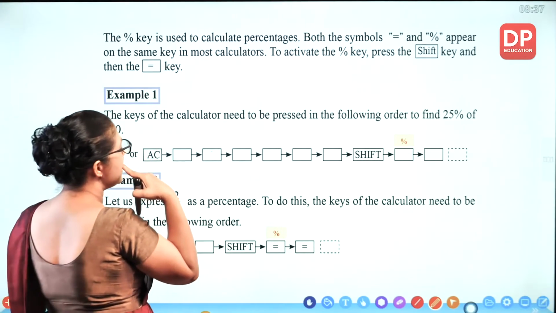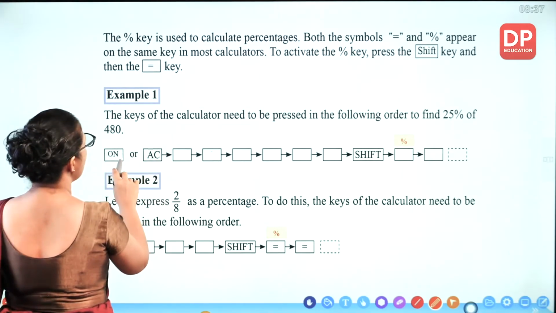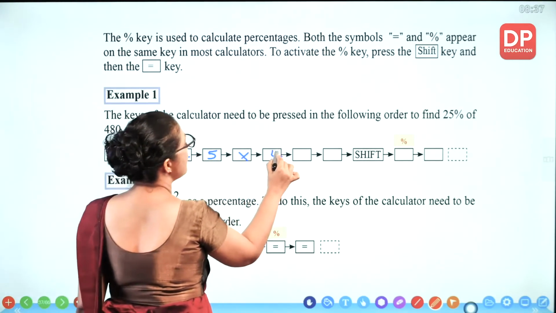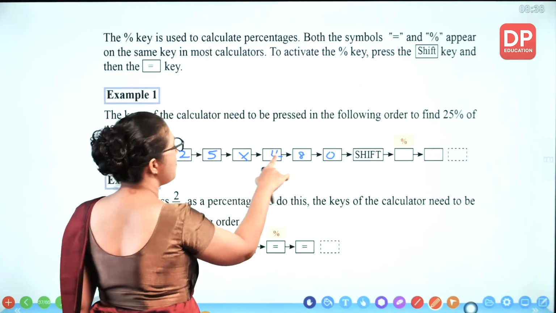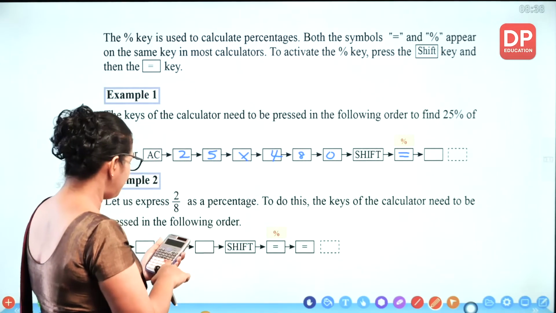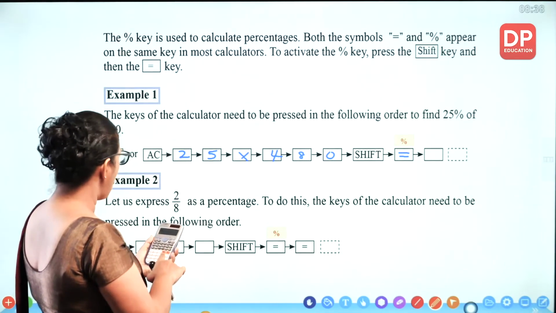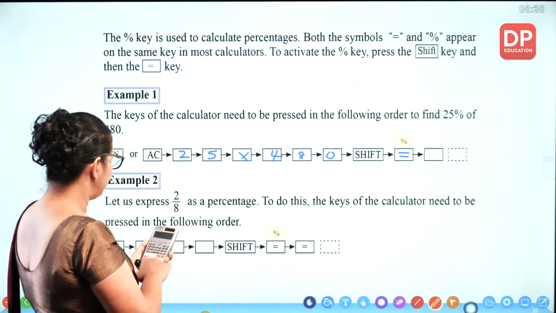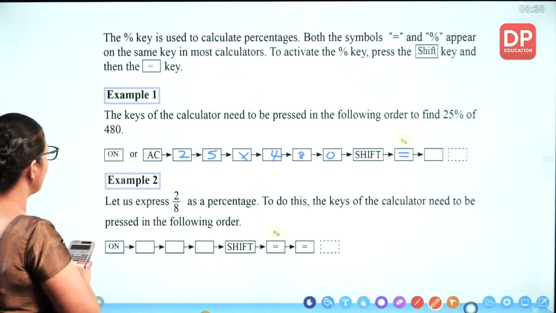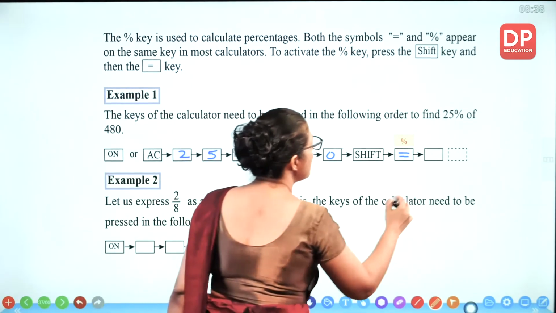25% of 480. So what's 25% of 480? So switch on the calculator. 25 multiplied by 480 and then press shift with equal sign to get the answer. 25 times 480 and the percentage sign. 120 is the answer.